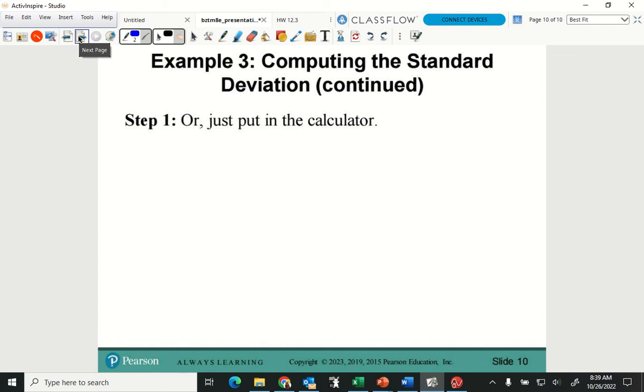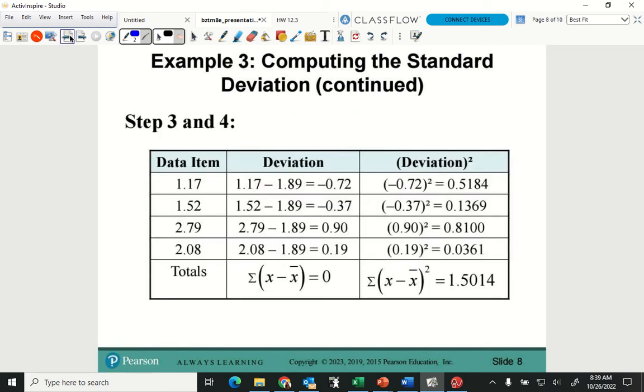Just put it in the calculator. It's the same steps that we've been doing. It gives us the standard deviation. It gives us all these values that we were looking for. So, step by step in the calculator. This is the same problem that we're doing all the way through here.